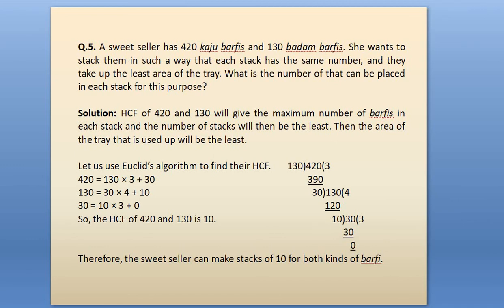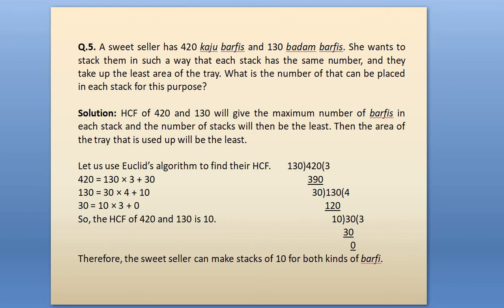Two sweet items she has. She wants to stack them in such a way that each stack has the same number and they take up the least area of the tray. What is the number of sweets that can be placed in each stack for this purpose? Now, what is the number of burfis that can be placed?